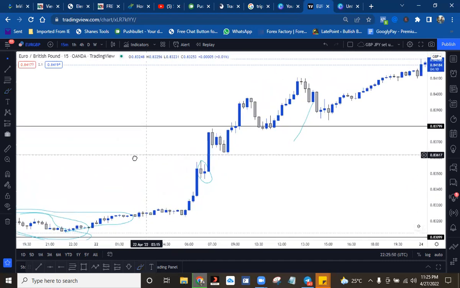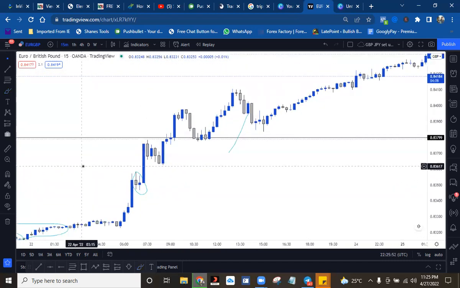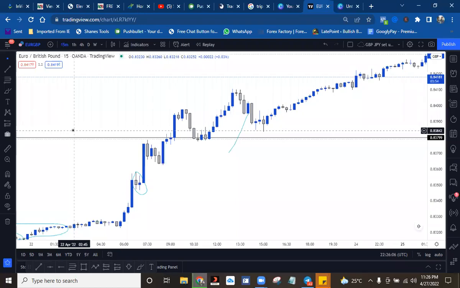So you just want to always wait, first, for an indecision candle, and the next candle that forms after it should not be indecision also, but should be a bullish one or a bearish one.